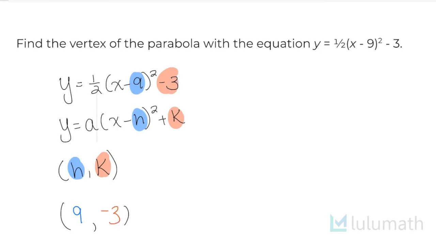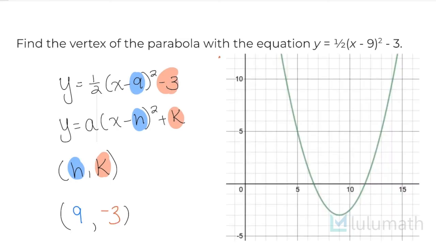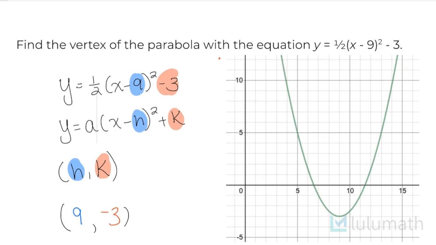Let's take a look at our graph and confirm that this is true. So if you look here, the vertex is at 9, right here, negative 3. So our vertex here is correct. Again, we know that it's a minimum without even looking at the graph because the a value is positive, which tells us that it will open up.